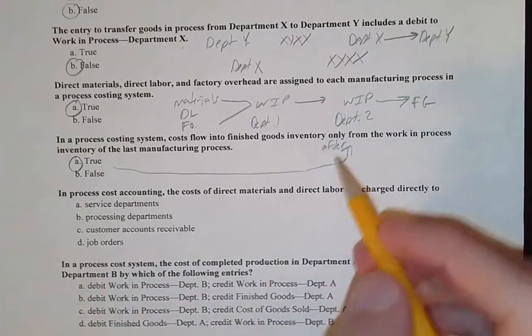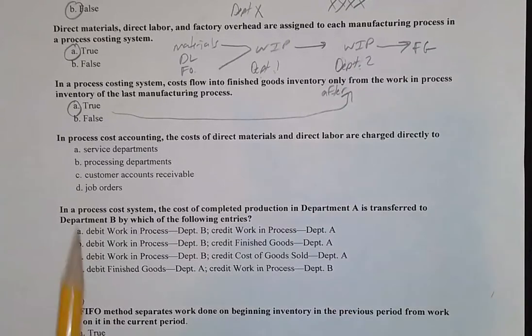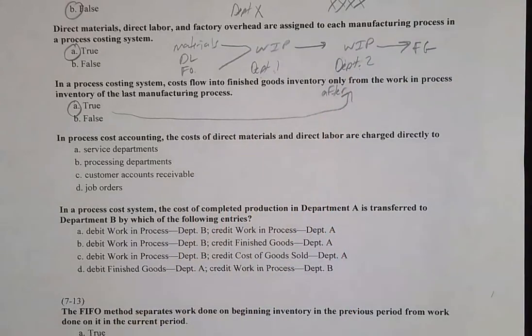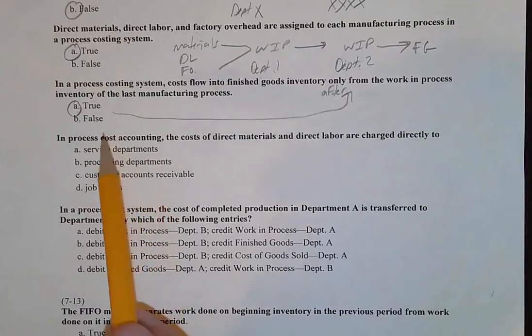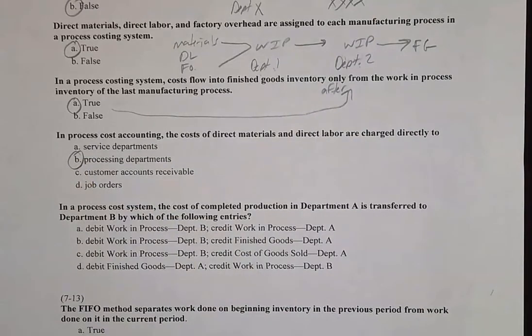Look up at the other example to maybe help you out a little bit. Okay. Multiple choice question says, in process cost accounting, the costs of direct materials and direct labor are charged directly to, okay, so we really need to make sure we know this. Looking back up here, Department 1, Department 2, so probably going to have the words department or departments somewhere here. We have that in 2 of the choices. This is process costing. Our answer is going to be B.